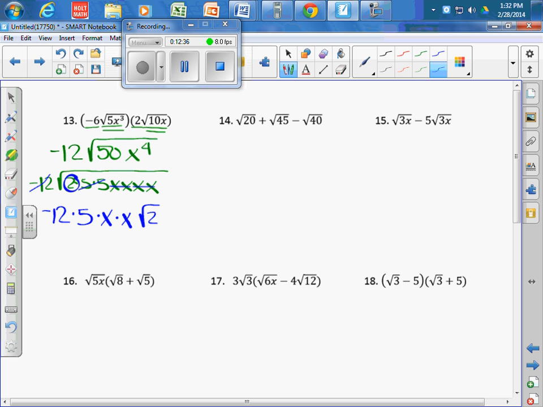Negative 12 times 5 is negative 60. X times x is x squared. Those are the numbers that are outside. Inside, I have a radical 2. Here's your final answer.